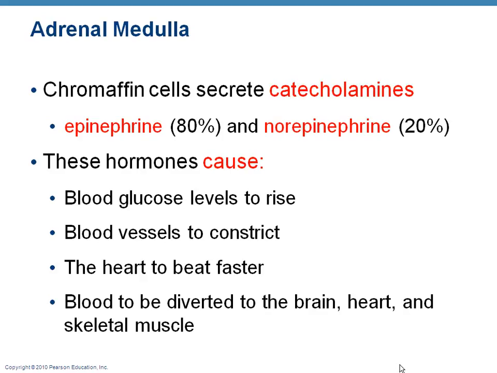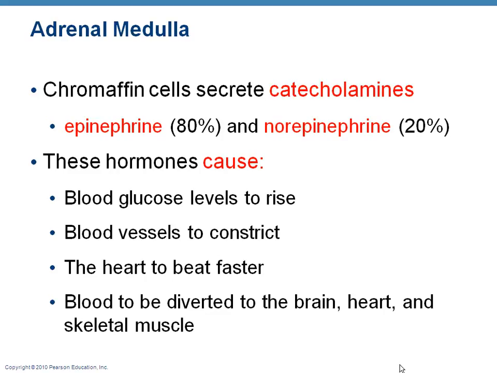What do these hormones do? You could think of these as adrenaline, right? So they're going to cause blood glucose levels to rise. They're going to cause blood vessels to constrict, increasing blood pressure, right? They're going to cause your heart to beat faster. And they're going to cause blood to be diverted to your major organs for fight or flight, sympathetic, right? So to your brain, your heart, and your skeletal muscles.